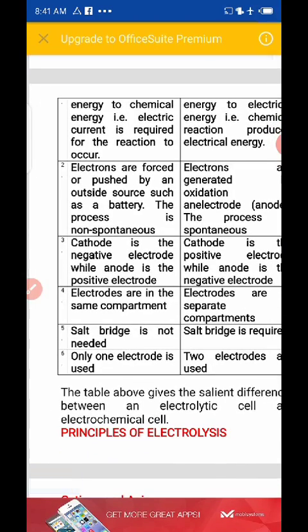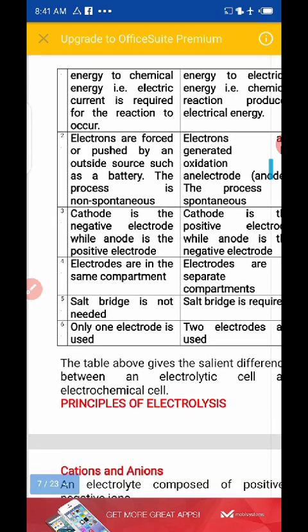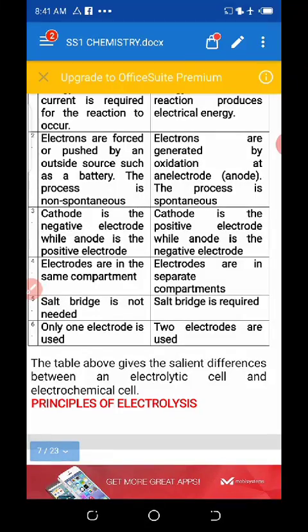Under the electrolytic cell, the cathode is the negative electrode, while the anode is the positive electrode. But the reverse is the case under the electrochemical cell. The cathode is the positive electrode, just the reverse, and the anode is the negative electrode. Under the electrolytic cell, electrodes are in the same compartment, but under the electrochemical cell, electrodes are in separate compartments.